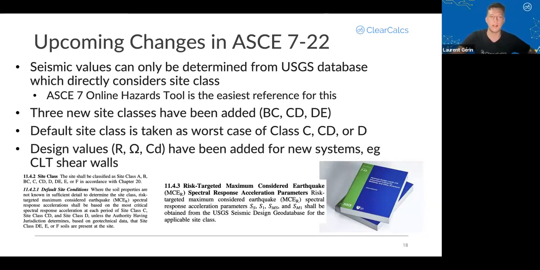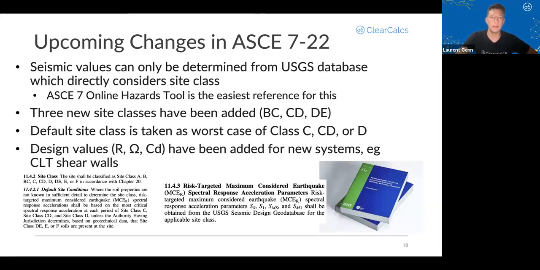And then the default site class, where I mentioned in general, you could just use site class D. In ASCE 7-22, we're actually going to have to look at 3 different site classes. So we're going to look at the accelerations for class C, class CD, or class D. And we're going to take the worst case of those 3. And that's going to be our site class to use for design. In most cases, I'd expect that this is still going to remain just site class D for default. But there might be some weird cases with different soil parameters or different fundamental periods where this would change.